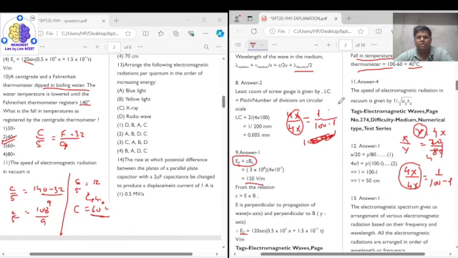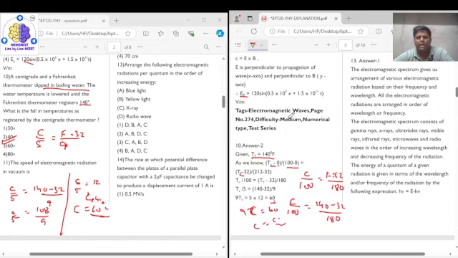Coming to question number 13. Question number 13 says: arrange the following electromagnetic radiations per quantum in the order of increasing energy, right? So first we have blue light, then yellow light, then x-rays, then radio waves. So arranging this, we have first radio waves, right? Then we have yellow light, then blue light, and then x-rays.